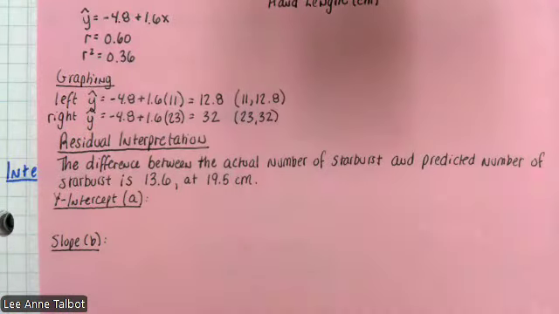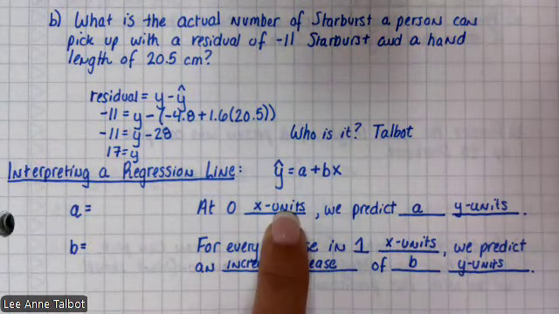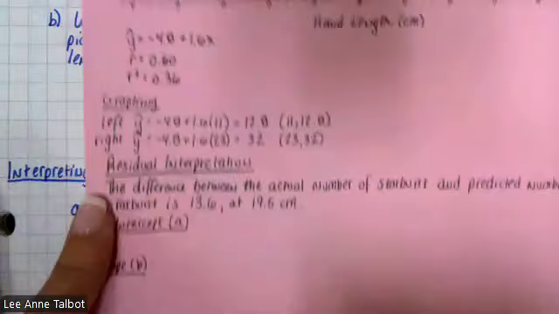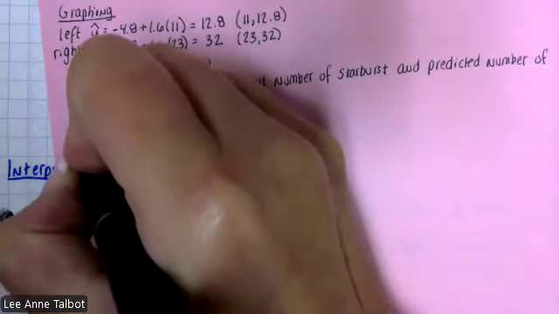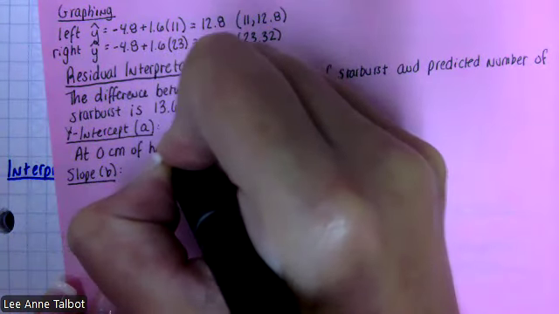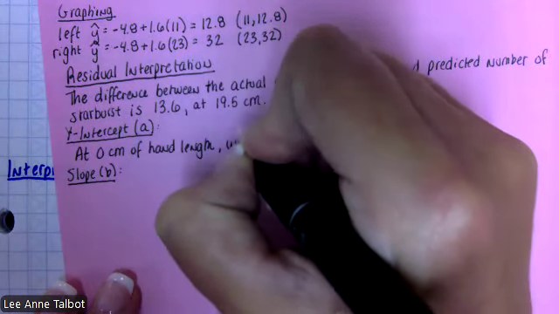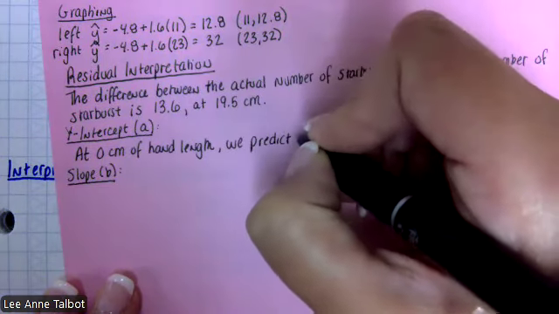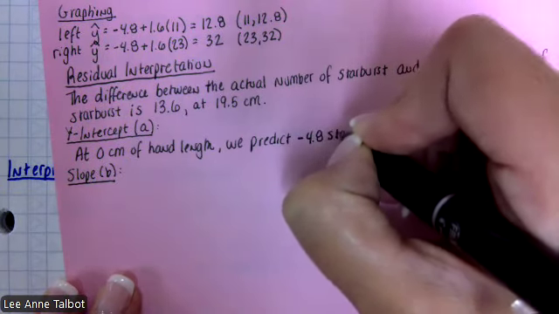Okay, last thing. Y-intercept and slope. Very quickly, these are very easy. So at 0 x, we predict a y. At 0 centimeters of hand length, we predict -4.8 starbursts.